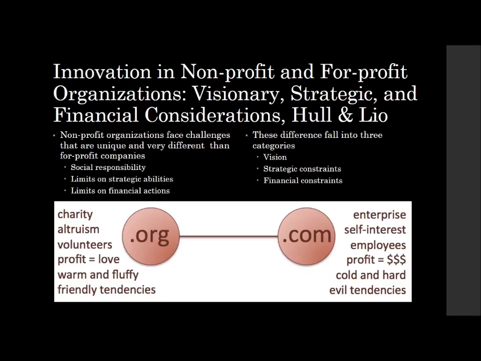.coms, or for-profit companies, have a greater self-interest, and their motivation is profit. They can be considered cold and hard, and some are considered to have evil tendencies. Nonprofits, on the other hand, or .orgs, often are charities. They have an altruistic purpose. They rely a lot on volunteers. Their profit is not money, but service. They're thought of as warm and fluffy with friendly tendencies.